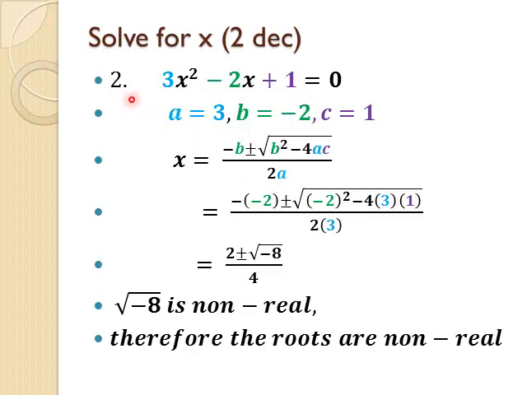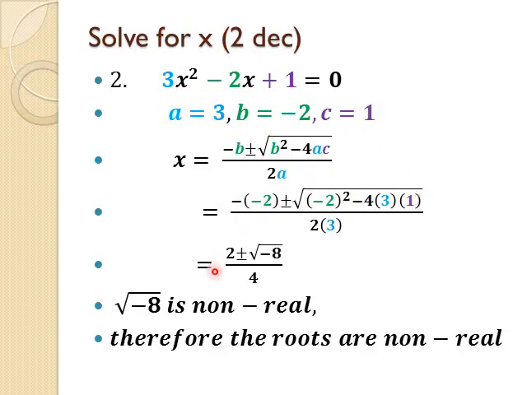Alright, and the last problem, this is just to show you situations that may pop up, and we've got grade 12s out with this. 3x squared minus 2x plus 1 equals 0. They say 2 decimal places. a is 3, b is negative 2, c is 1. So if I substitute in the equation, in the place of b, negative 2, b squared, negative 2 squared, minus 4a, which is 3, and c, which is 1.